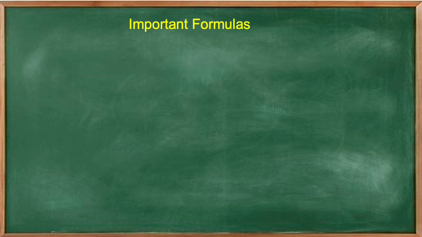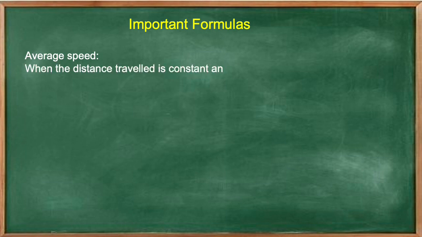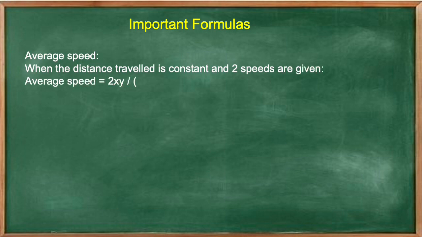We have a few more concepts to make your calculation easy. Average speed. When the distance traveled is constant and two speeds are given, average speed is equal to 2 into x into y divided by x plus y. Here x and y are two different speeds. For example, if a boy is going to school at one speed and coming back at another speed, then this formula can be used.